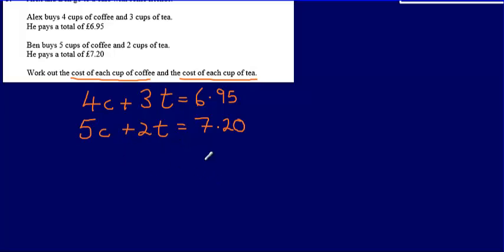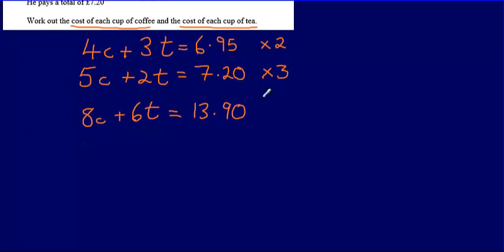So I'm going to change the equations slightly by multiplying them. If I multiply the top equation by 2 and the bottom one by 3, that gives me 8c, so 4c times 2, plus 3t times 2, so 6t, equal to £13.90. Then if I do the same with 5c plus 2t equals £7.20, that gives me 15c plus 6t. So I've now got 6t and 6t. I've made the coefficients the same, and that will be equal to £7.20 times 3, which is £21.60.